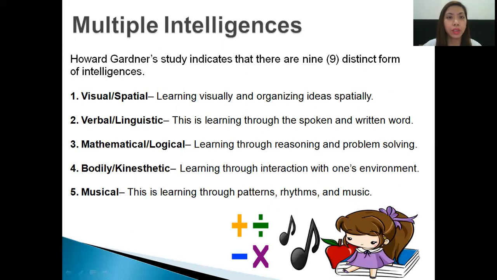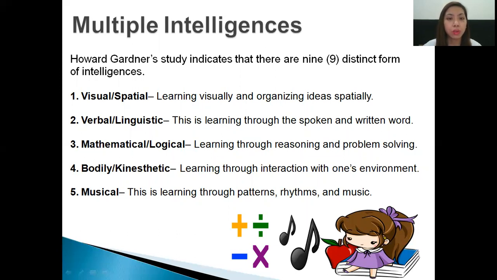Howard Gardner's study indicates that there are 9 distinct forms of intelligences. First, we have the visual or spatial. This is learning visually and organizing ideas spatially. Then we have the verbal or linguistic. This is learning through the spoken and written word. We have the mathematical or logical, which is learning through reasoning and problem solving. Bodily or kinesthetic, which is learning through interaction with one's environment. This intelligence is the domain of learners who are overly active.